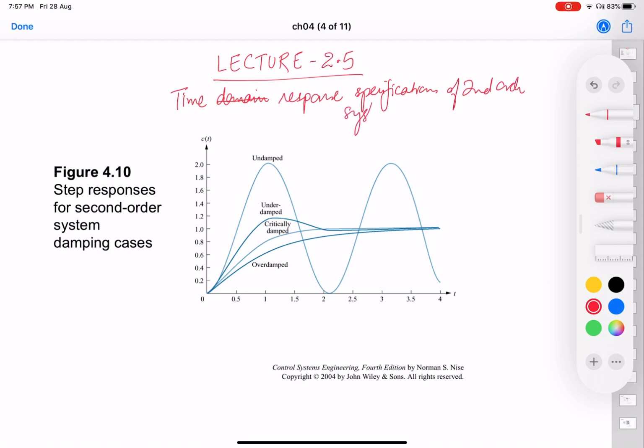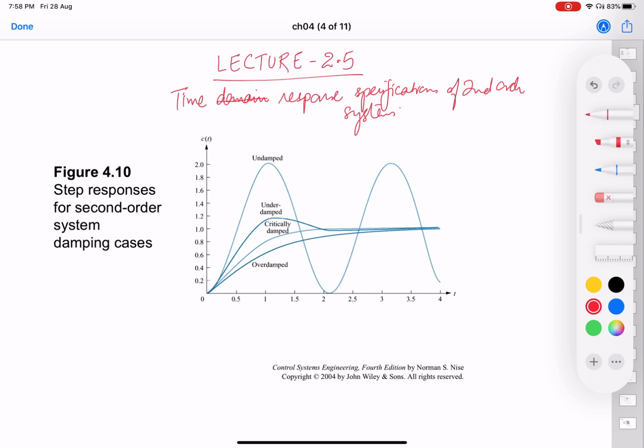So just like for the case of first order systems, we define certain quantities like the time constant, the rise time, and the settling time. In a similar way, we would also like to define certain quantities for second order response. A brief overview of the second order response that we have seen till now.